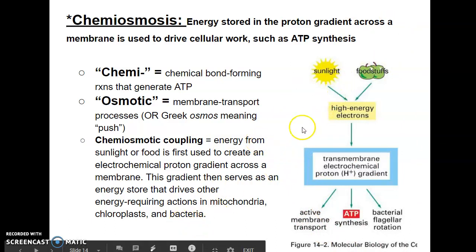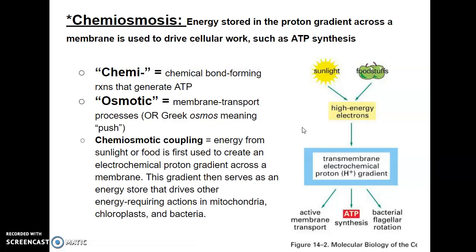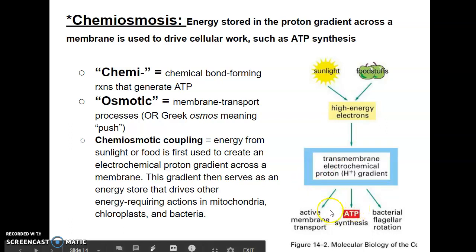The energy from either, because again we're talking about chloroplast and mitochondria, right? So the energy from either sunlight or from foods such as glucose is used to create an electrochemical proton gradient across the membrane, and then that gradient will serve as an energy store that can drive other energy requiring actions. So for example, it can drive membrane transport within the mitochondria and the chloroplast. It can also drive ATP synthesis in the mitochondria or chloroplast, or it can also even drive flagellar rotation or movement of bacterial cells within bacteria.